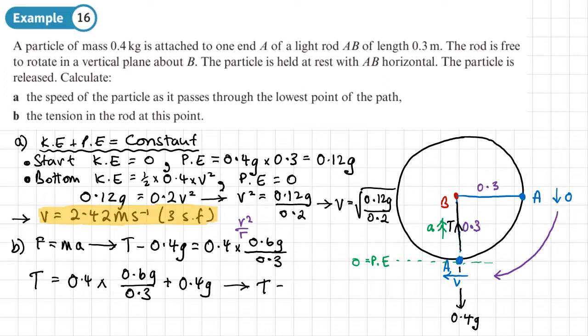Now that gives me exactly 11.76, but we need answers to 2 or 3 significant figures. So I will do 3 significant figures, and that will round to 11.8 newtons. You could do 2 significant figures and give your answer as 12 newtons. So I'll just put at the end here that this is 3 SF.